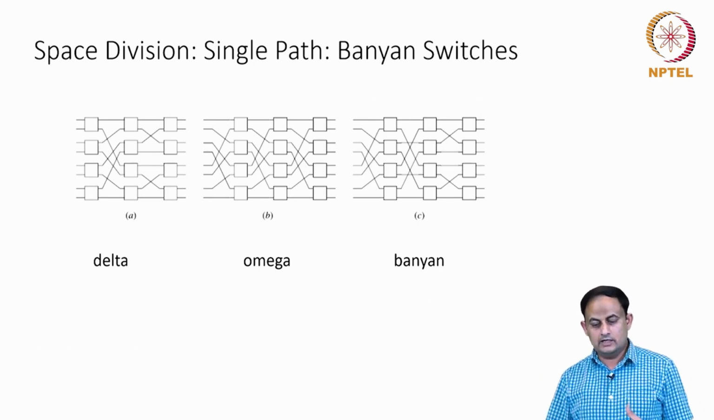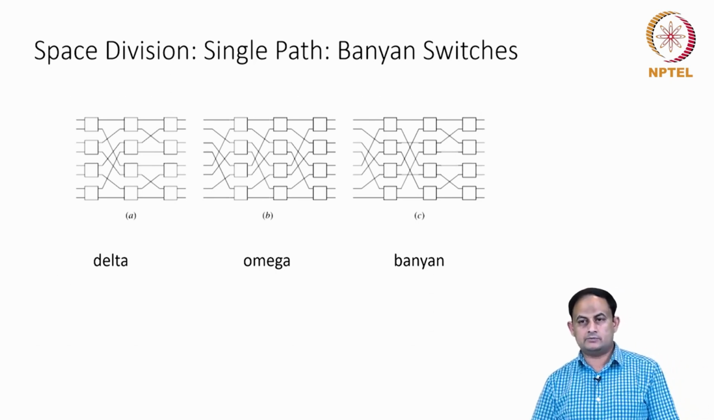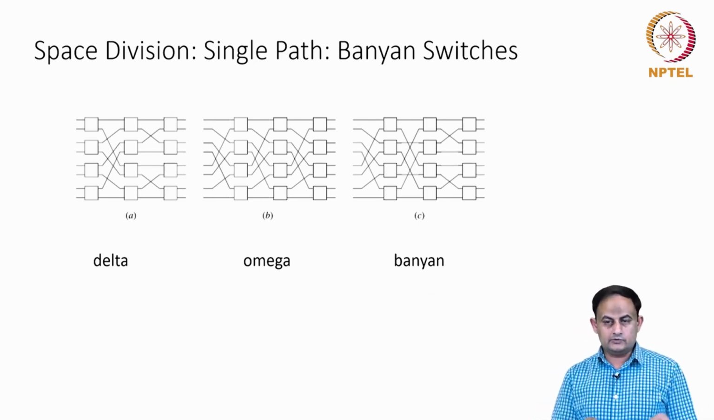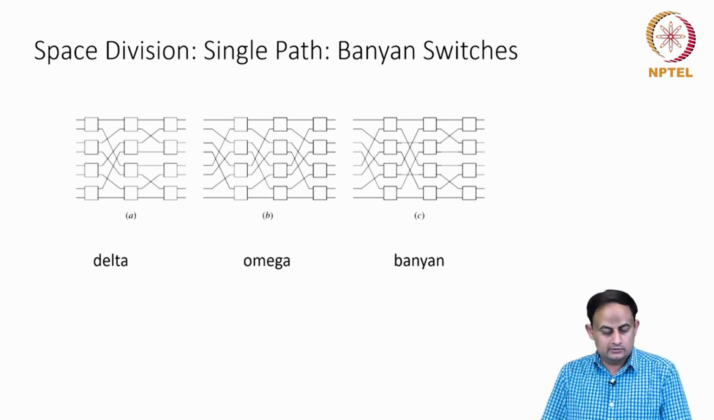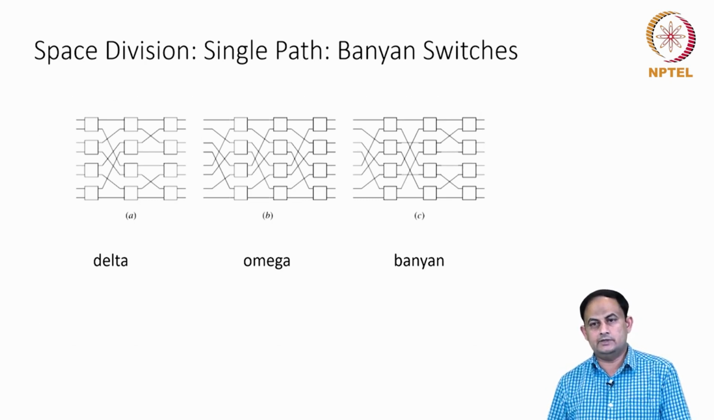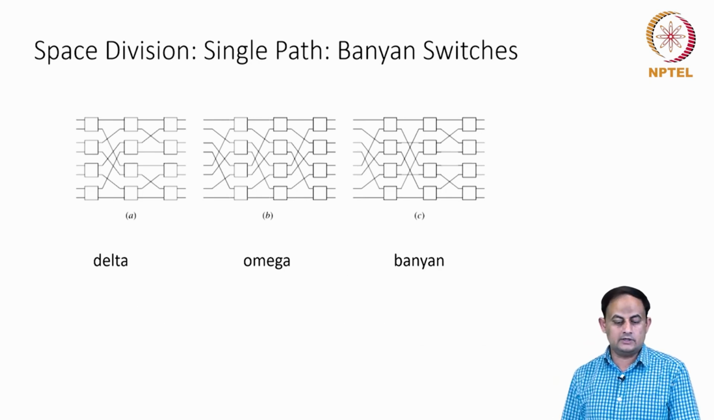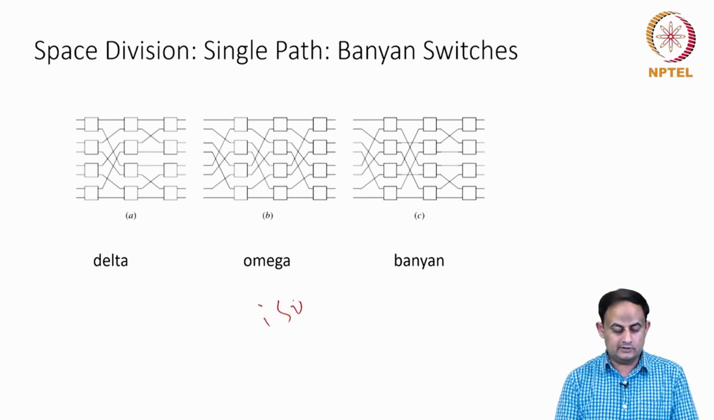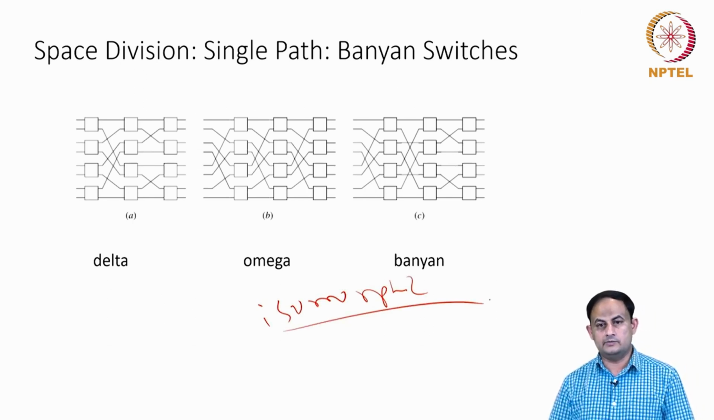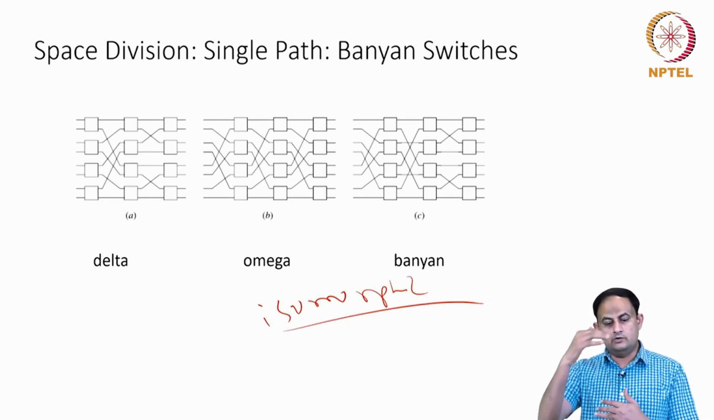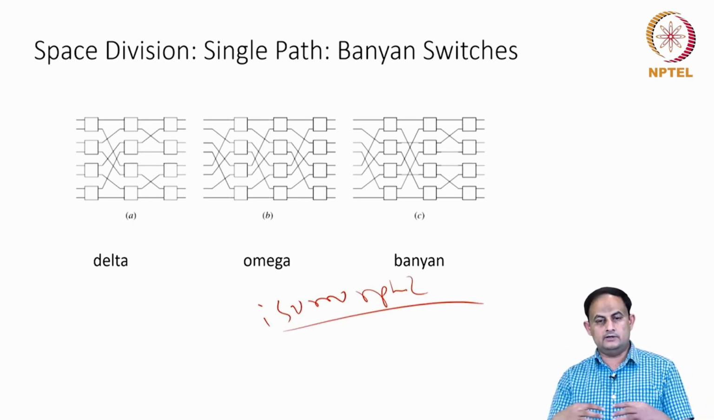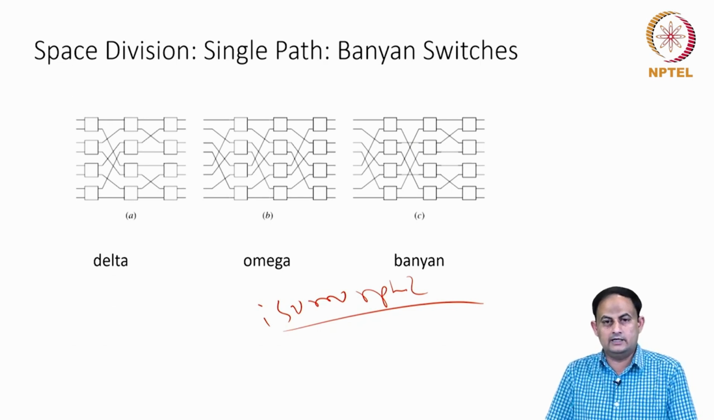There are multiple ways of designing, that's what I said. So here what you see on this slide are the three different variants of the single path banyan switches. In fact, these turn out to be isomorphic to each other. What I mean is, structurally they are similar, but the way they look, the organization of the links, is slightly different.